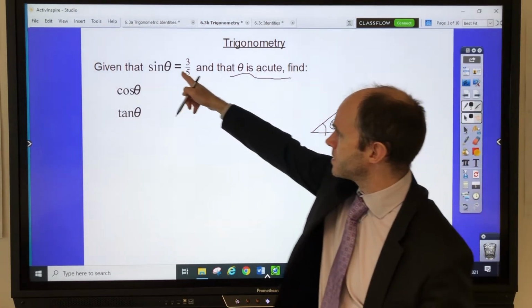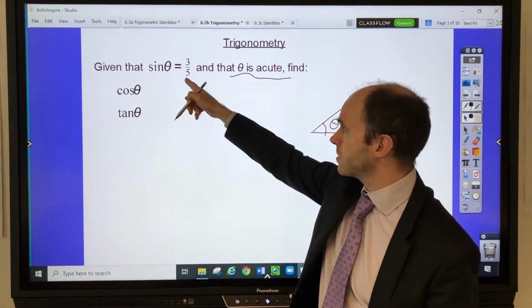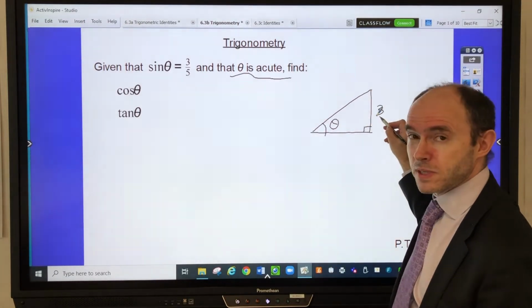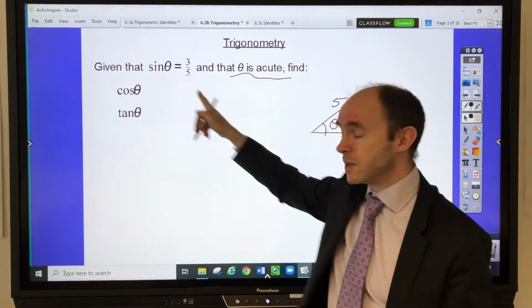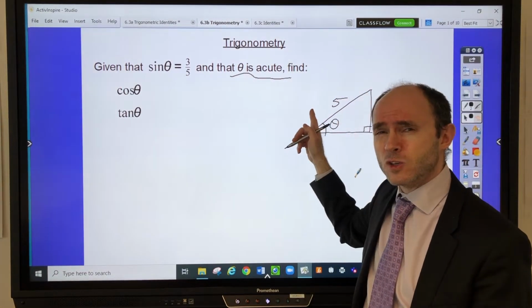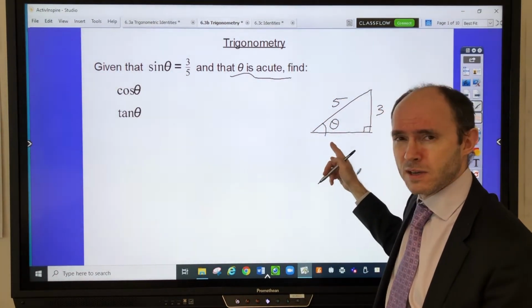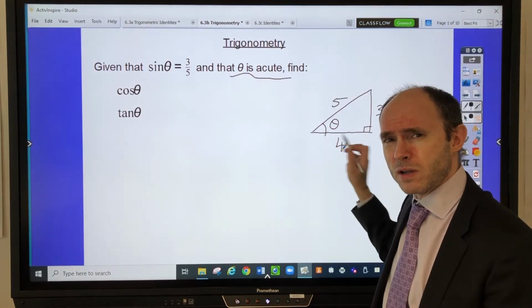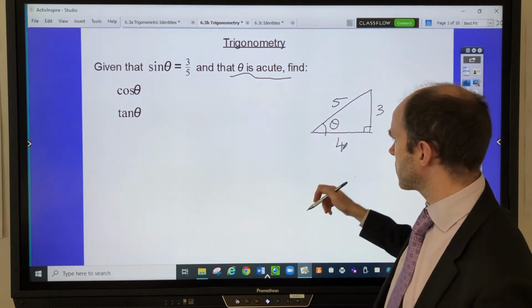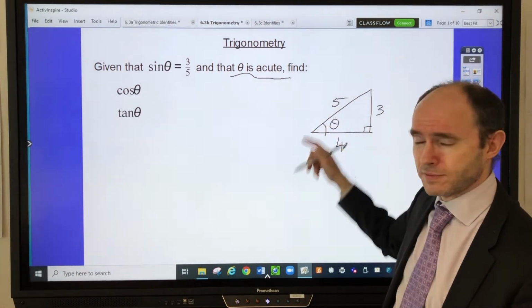And then if sine theta is 3/5, then I can just assign that to be the opposite and that to be the hypotenuse. See how that works? Opposite over hypotenuse, 3/5. And then I can use Pythagoras' Theorem to work out that. It's a Pythagorean triple, so that would just be 4. Now I can work out my answer from that.